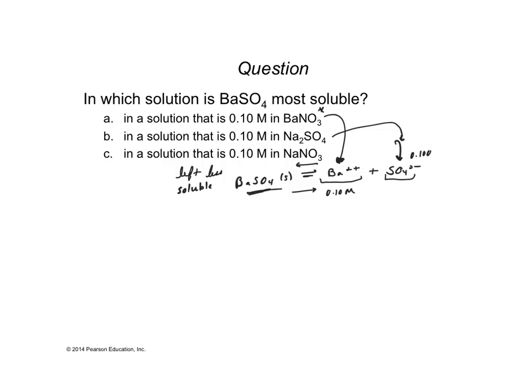And so then in C, we have sodium nitrate. Sodium nitrate is not in any of these guys, so that's not going to affect the solubility at all. And so it would be most soluble in sodium nitrate, because again, there is no common ion with respect to that salt.